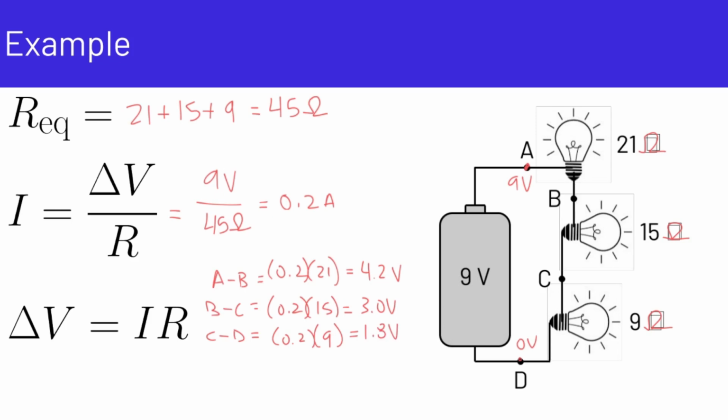Now let's double check to make sure that everything adds up. Our voltage should be 9 volts. So we have 9 volts equals 4.2 volts plus 3 volts plus 1.8 volts. If we sum those together, 4.2 plus 3 is 7.2, plus 1.8 would be 9 volts. So everything checks out. We have done a good job calculating the resistance, the current, and the voltage drop for each light bulb in this series circuit.